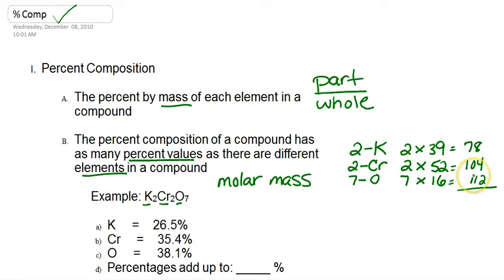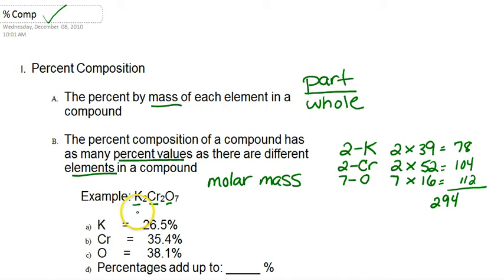Then what you do is you take the sum. So it'd be 294. And what this means is when you have 1 mole of potassium dichromate, that equals 294 grams. So the unit then for the molar mass for this is 294 grams per mole. So that would be the first thing to do when calculating percent composition, is first find out what is the total molar mass of that compound.